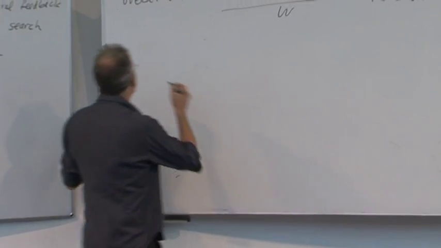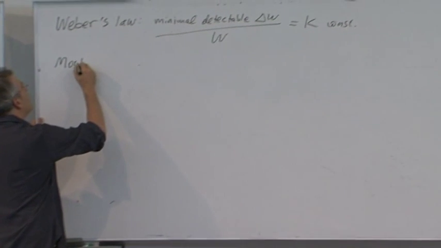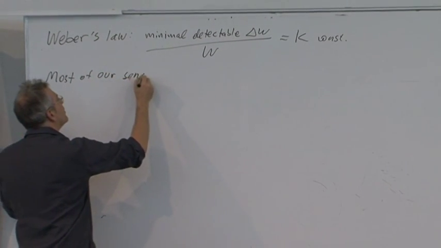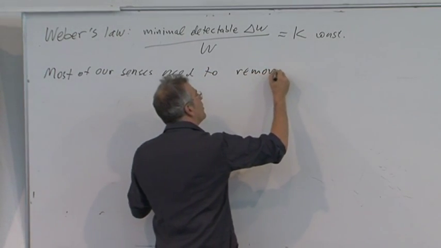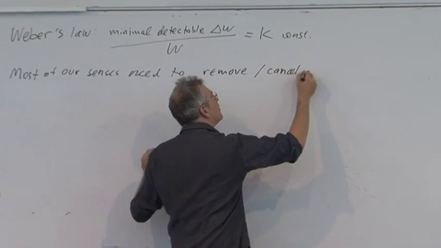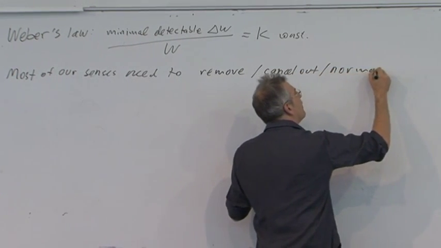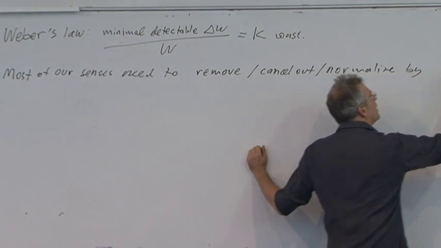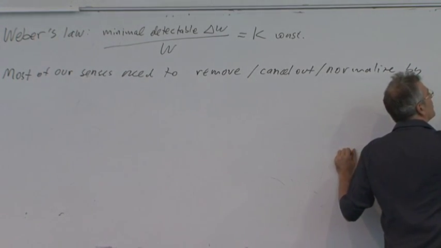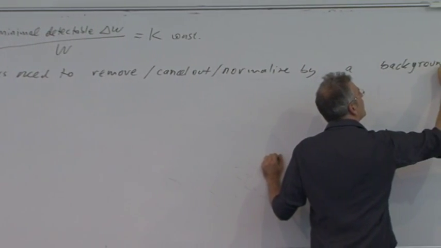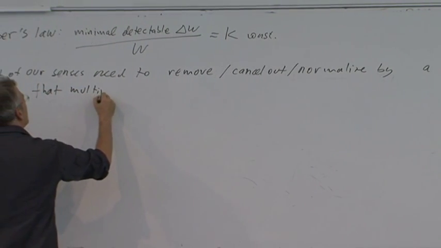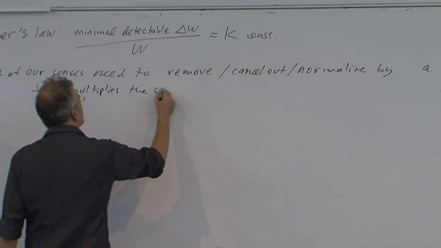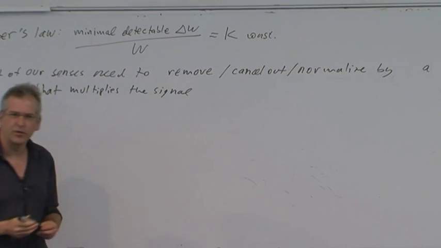More precisely, I want to say that most of our senses need to remove, cancel out, normalize by a background that multiplies the signal. For example, let's stick with vision.